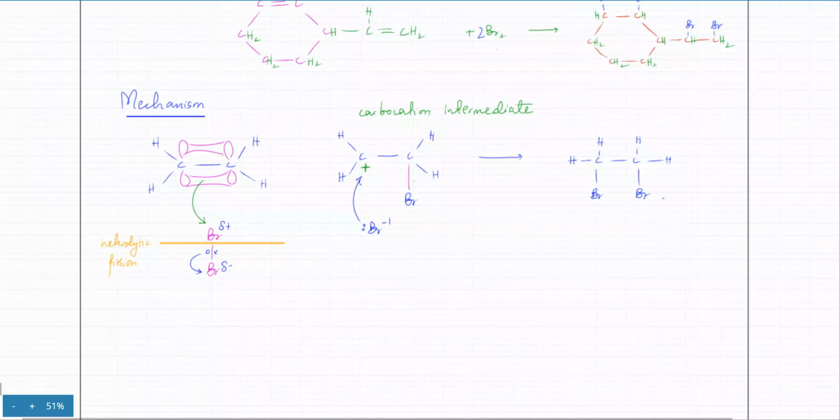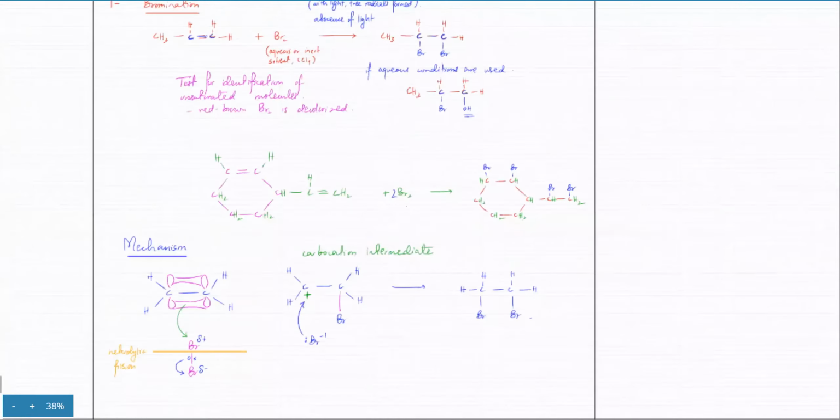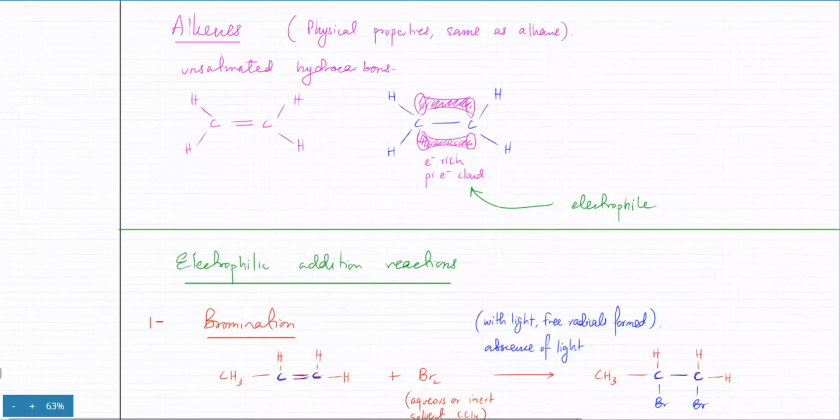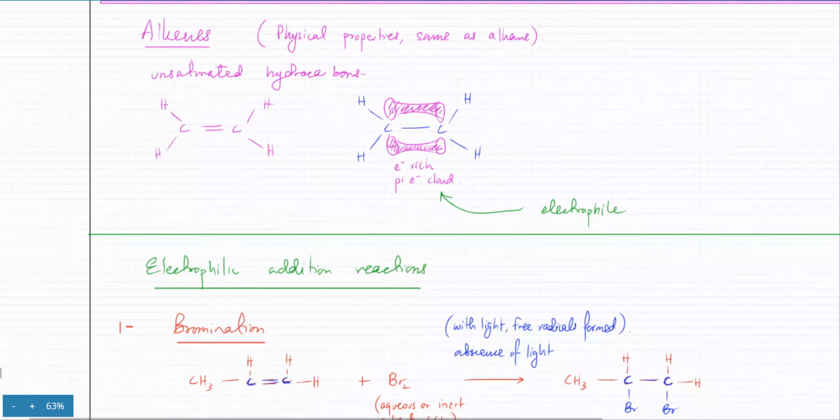So I'm just going to first go through what we were doing. We were talking about alkenes and we were talking about unsaturated hydrocarbons.